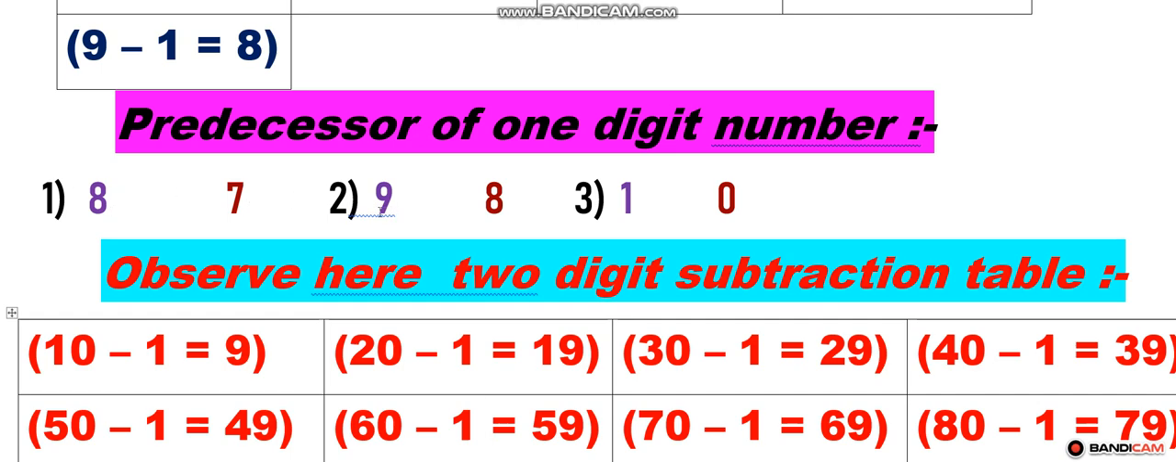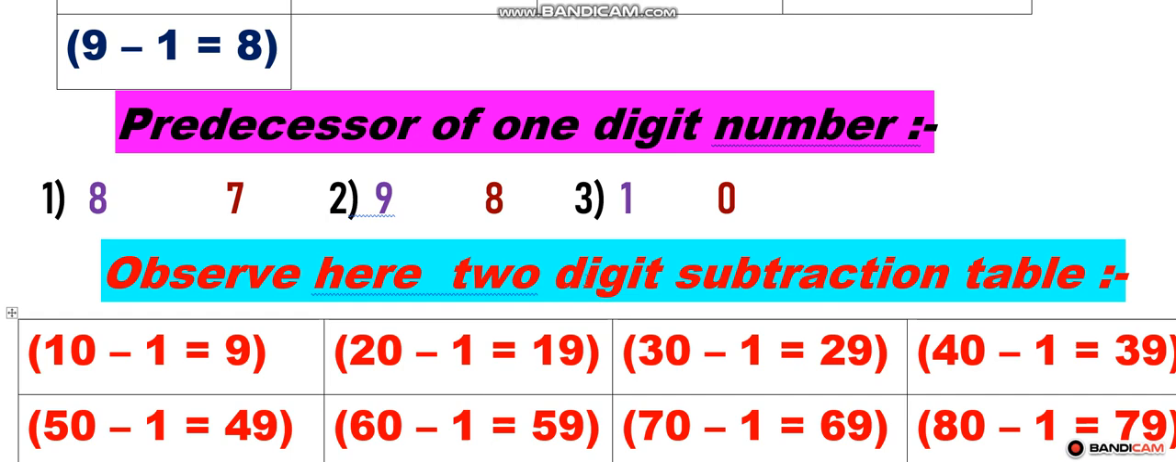Predecessor of 9. Second example. Predecessor of 9. 9 minus 1, 8. Predecessor of 1. 1 minus 1, 0. Already we discussed this in the table. Okay. Now one more. Go for next.